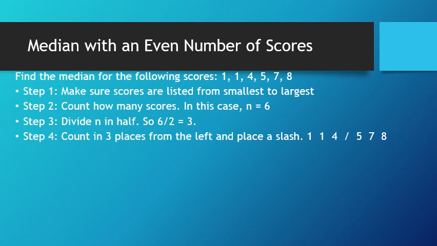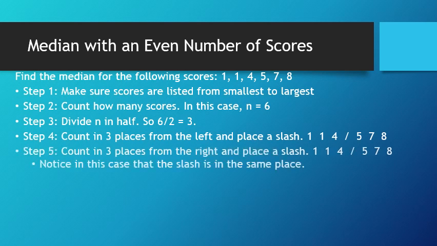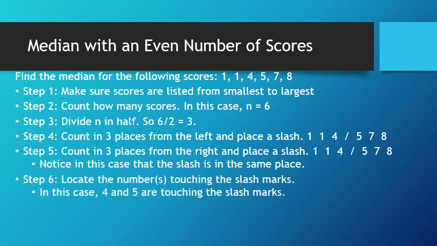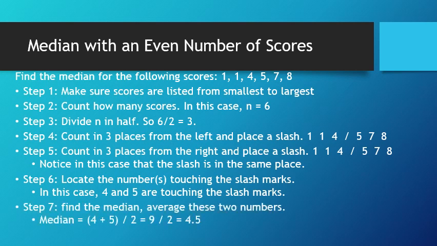You count in 3 places from the left and place a slash. You can also count in 3 places from the right and place the slash, but with an even number, notice that the slash will always be in the same place. Step 6 would be to locate the numbers touching the slash marks, or on either side of them. In this case, 4 and 5 are touching the slash marks. So to find the median, you just average these two numbers together. So halfway between 4 and 5 would give you 4.5.